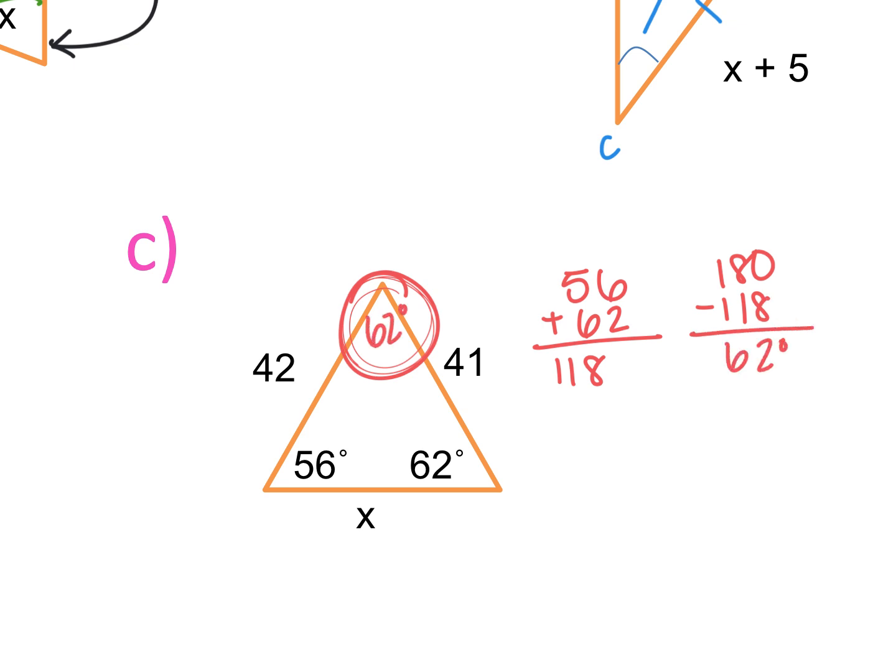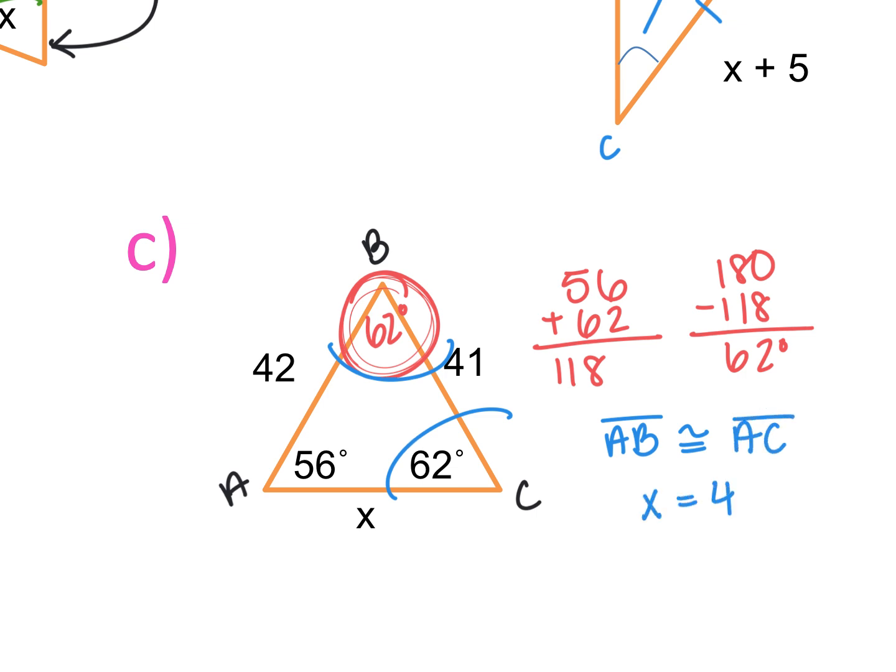So if these two angles right here are congruent, again, I'm going to label ABC. Which two sides would then be congruent? Yeah? 42. Good. So side AB is congruent to AC, which makes x equal 42. Oops, not degrees, just 42, because it's a side. So be aware of how I'm determining what's congruent.